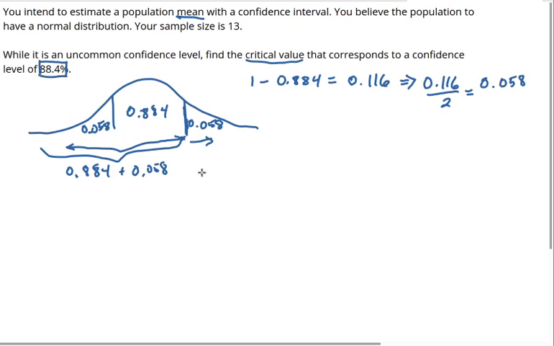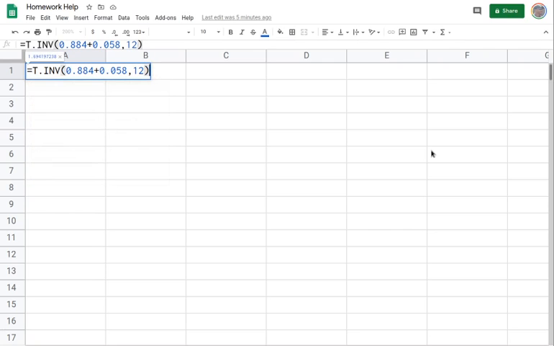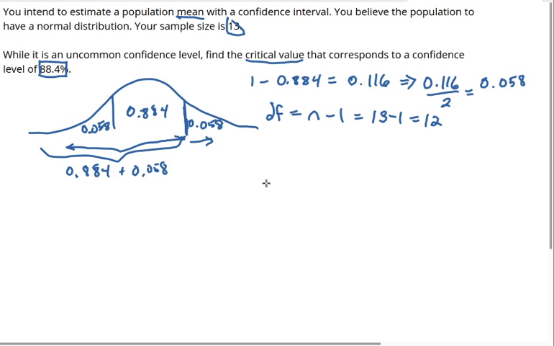The degrees of freedom we're going to get from our sample size, which is 13. Degrees of freedom is the sample size minus 1, so that's going to be 13 minus 1 in our case, which will be 12. So I type that in here, and my critical value is 1.694. That is my critical value.